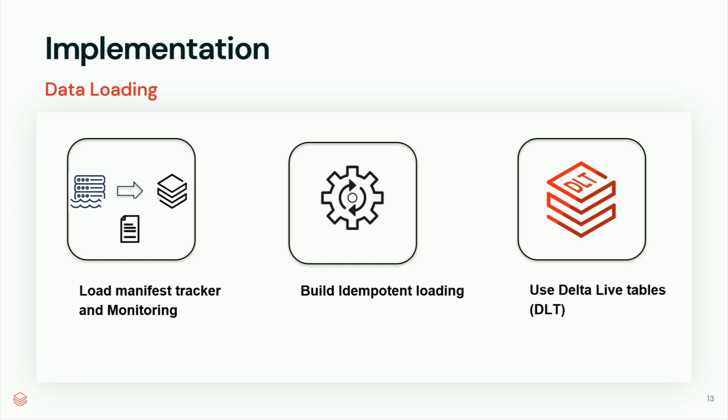It began with a load manifest tracker and a monitoring layer. The purpose of this load manifest is that it's a system that provides complete transparency into the data that has been ingested, what is still pending, and where the anomalies occurred. It enabled real-time alerts on failed or delayed loads and helped us respond quickly, troubleshoot effectively, and ensure that the data is complete across the pipeline.